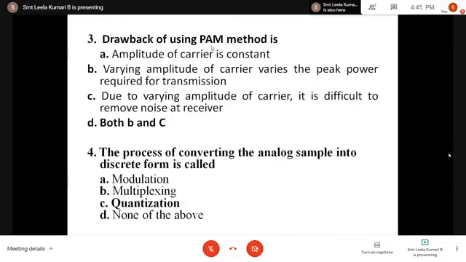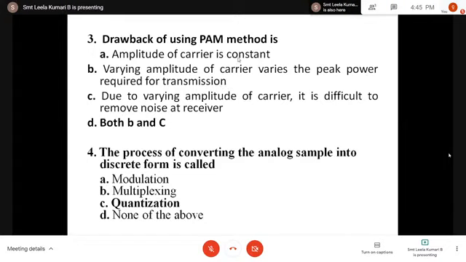The drawback of using PAM method is amplitude of carrier is constant, varying amplitude of carrier varies the peak power required for transmission. So this is correct. Varying amplitude of carrier varies the peak power required for transmission. So this is one drawback.